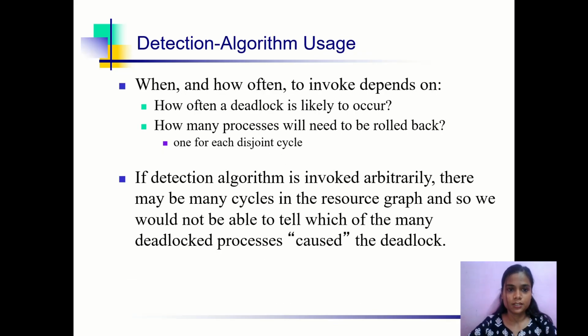When and how often to invoke the detection algorithm depends on how often a deadlock is likely to occur and how many processes will need to be rolled back, one for each disjoint cycle. If the detection algorithm is invoked arbitrarily, there may be many cycles in the resource graph, and so we would not be able to tell which of the many deadlocked processes caused the deadlock.